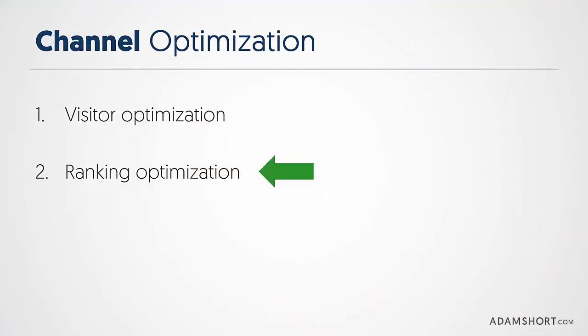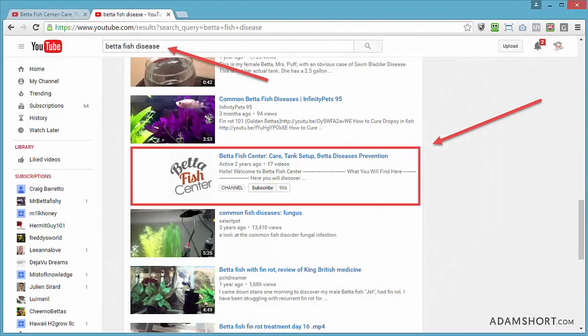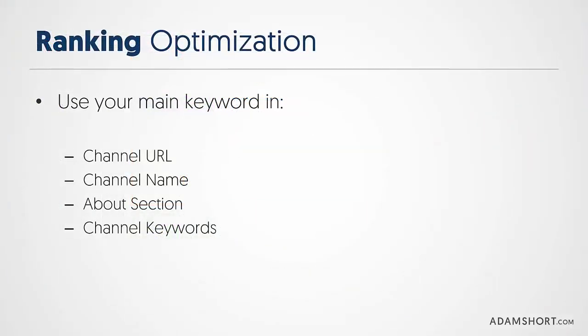Let's go ahead and move now to ranking optimization. These are the elements that are going to lead to your channel being ranked well in YouTube and in Google when people type in keywords related to your niche. Now, ranking optimization all comes down to keyword optimization, which means placing your keyword in several key areas. And those key areas include your channel URL, your channel name, your About section, and your channel keyword section.